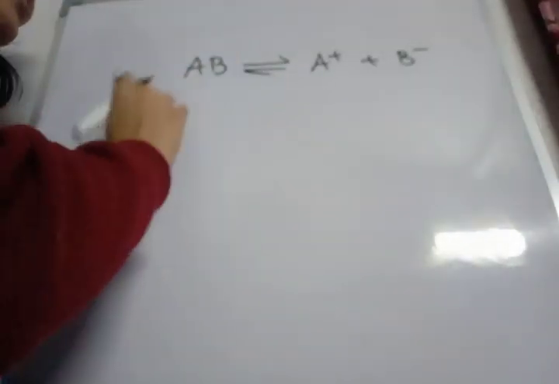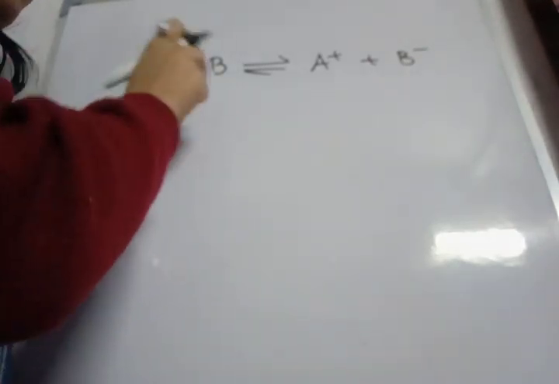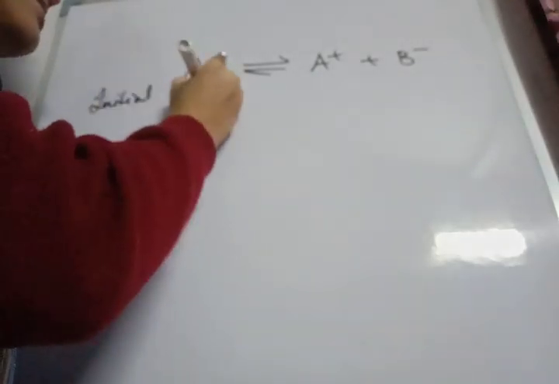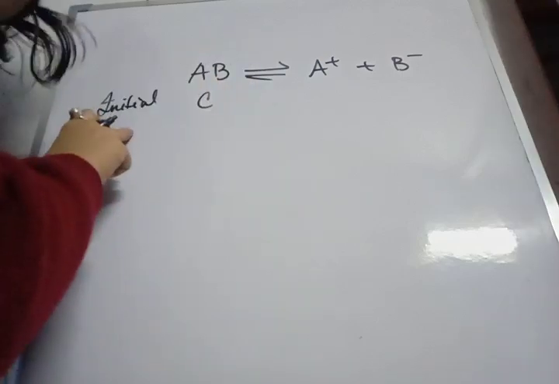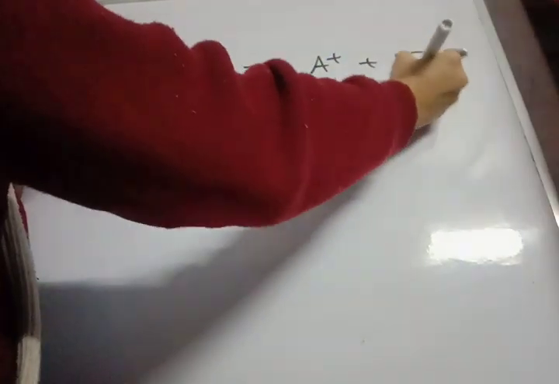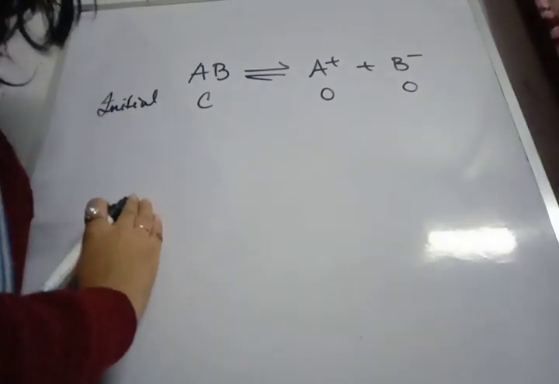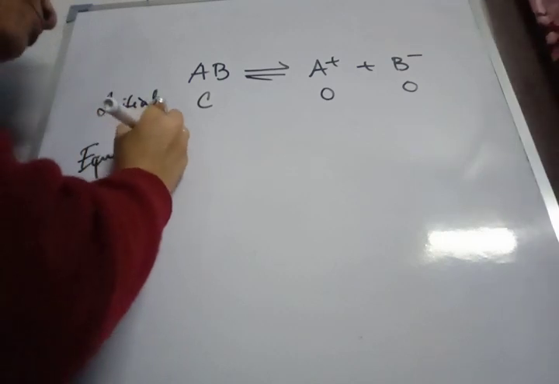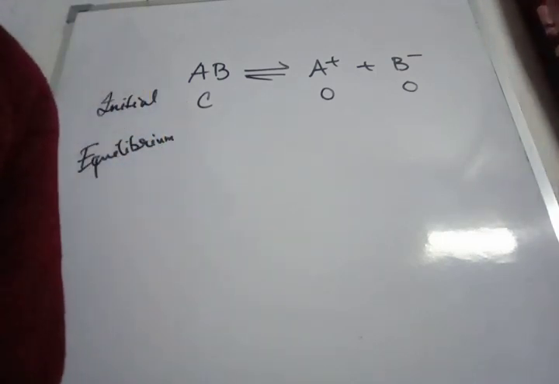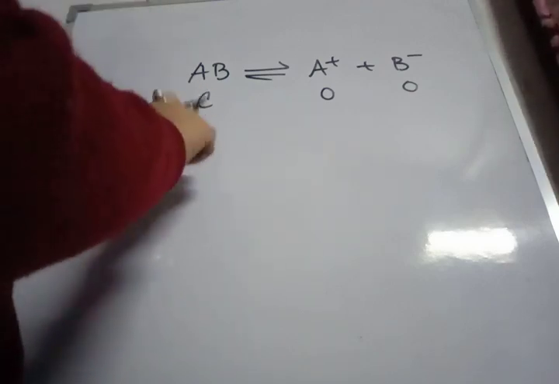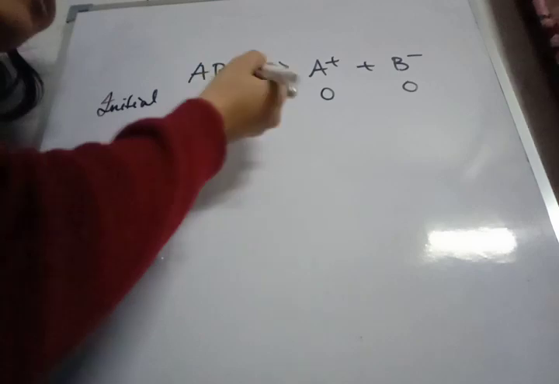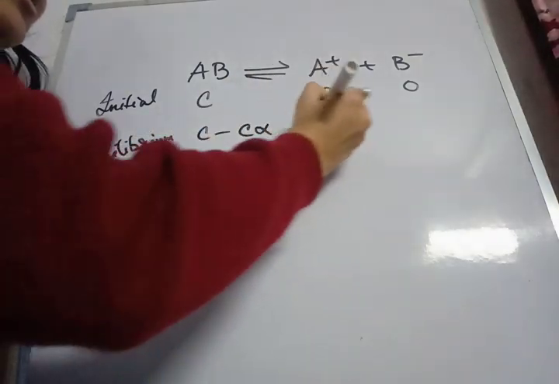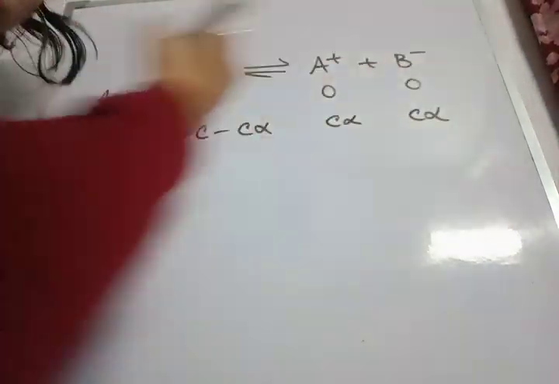Now we are taking that the initial concentration of the reactant is C moles per liter. Initial means you have just started the reaction, so products form 0. Equilibrium concentration. Now if I suppose that alpha is the degree of dissociation of AB at equilibrium, right? If alpha is my degree of dissociation at equilibrium, then C minus C alpha, and this one will be formed as C alpha.